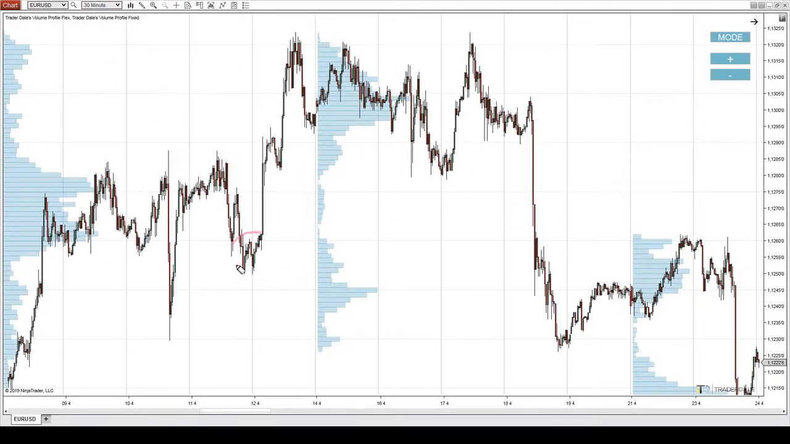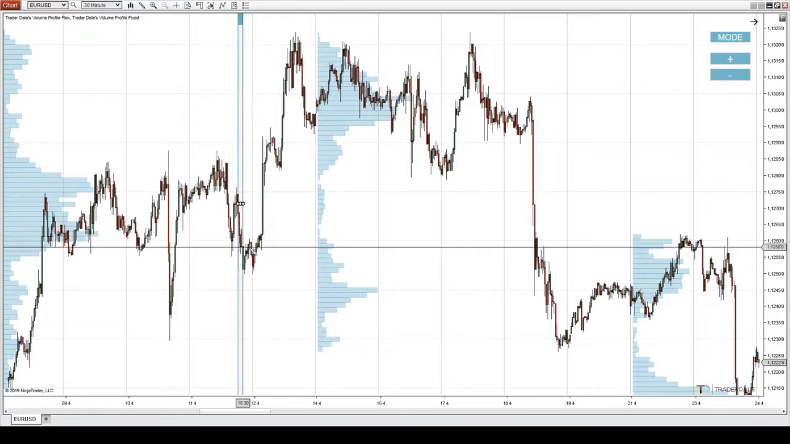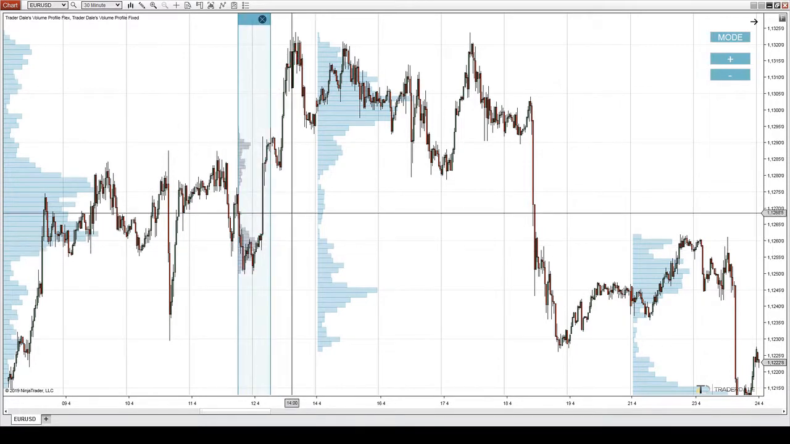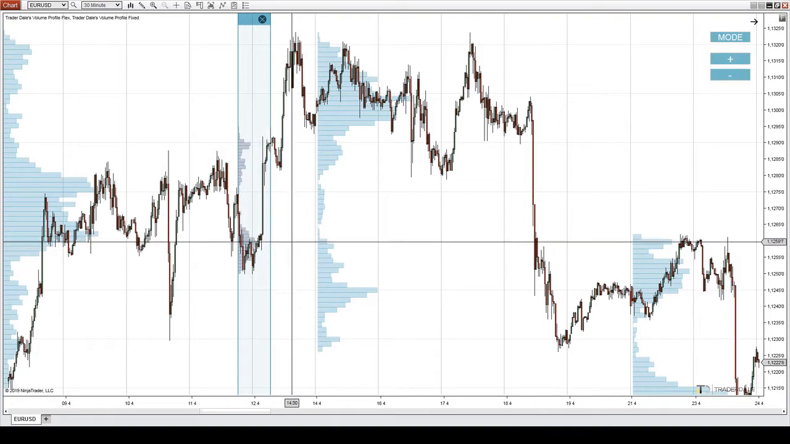Now let's have a look at this rotation before this strong buying activity. Let's use the flexible profile to look into this area and see where the volumes were the heaviest. Alright, so the volumes were the heaviest in here. So this line would be strong support based on the volume accumulation setup.